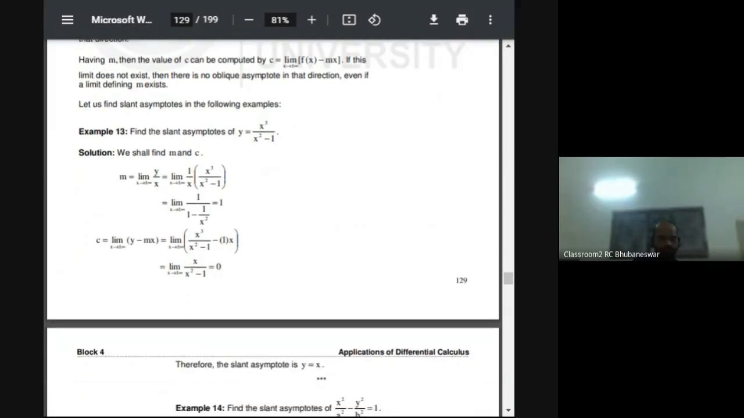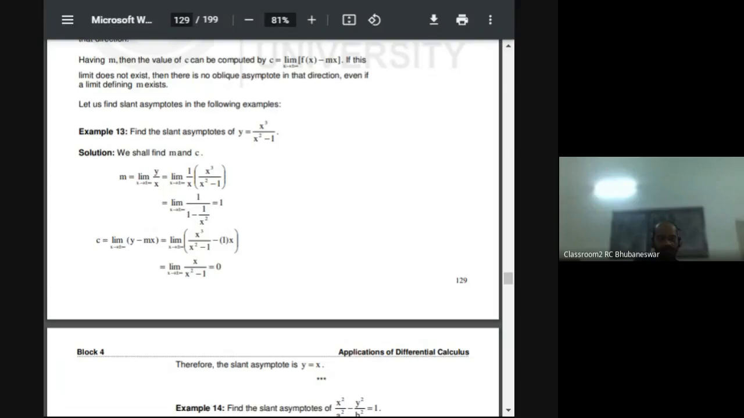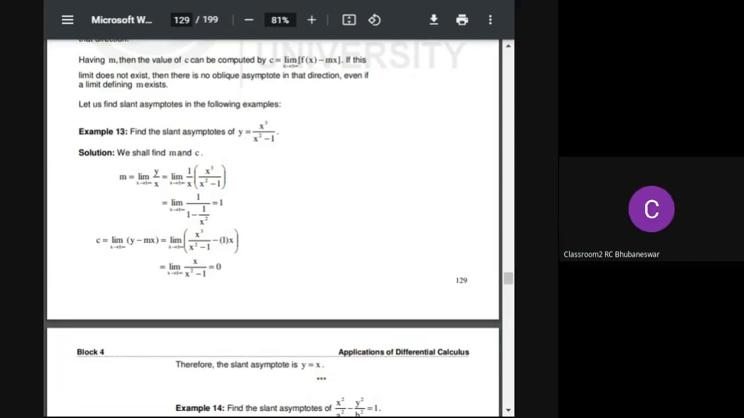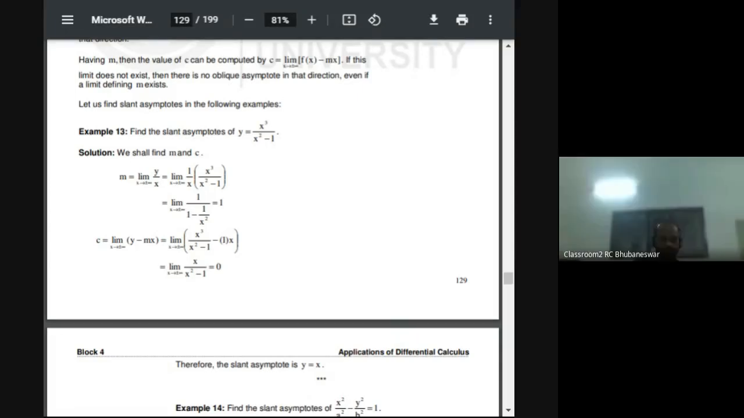So now let us find the slant asymptote of the curve given here. We use the simple procedure calculation, that is limit x tends to infinity y by x. So here y means the given equation of the curve. We substitute, then we calculate the limit, and the limit will be 1. So that means we can easily calculate the value of m that equals 1.